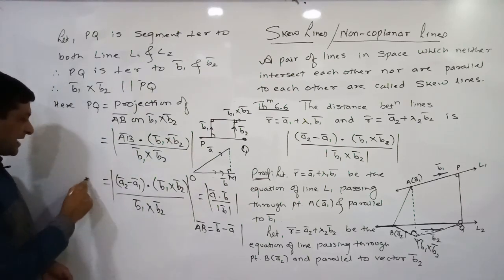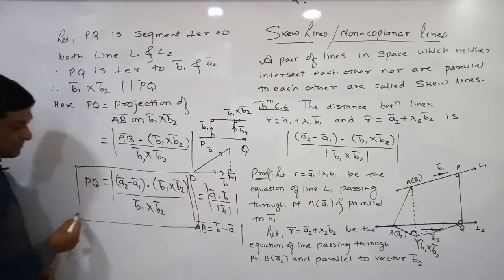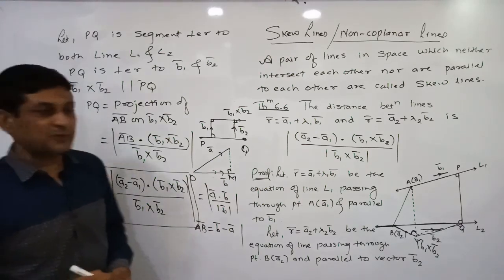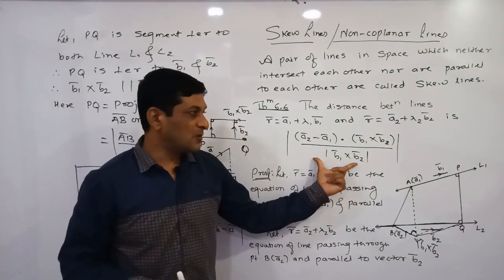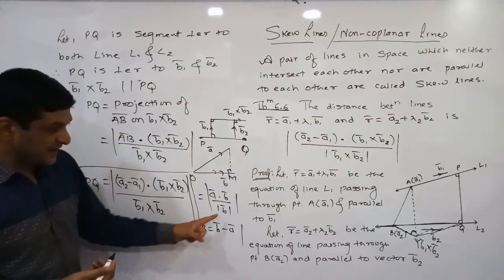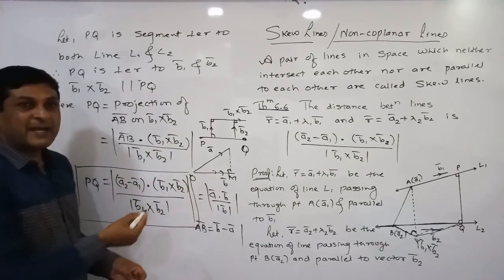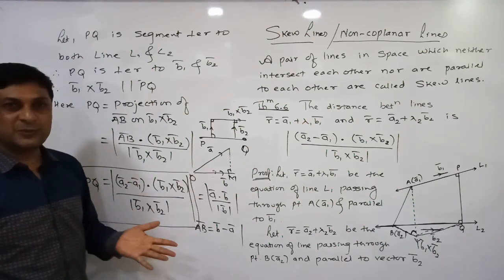Applying this formula, we are able to find out PQ. And PQ is nothing but the distance between these two lines. In this way, we have got this formula, divided by magnitude of B bar, sorry, here the magnitude is there. So applying this formula, we are finding the distance between two lines.